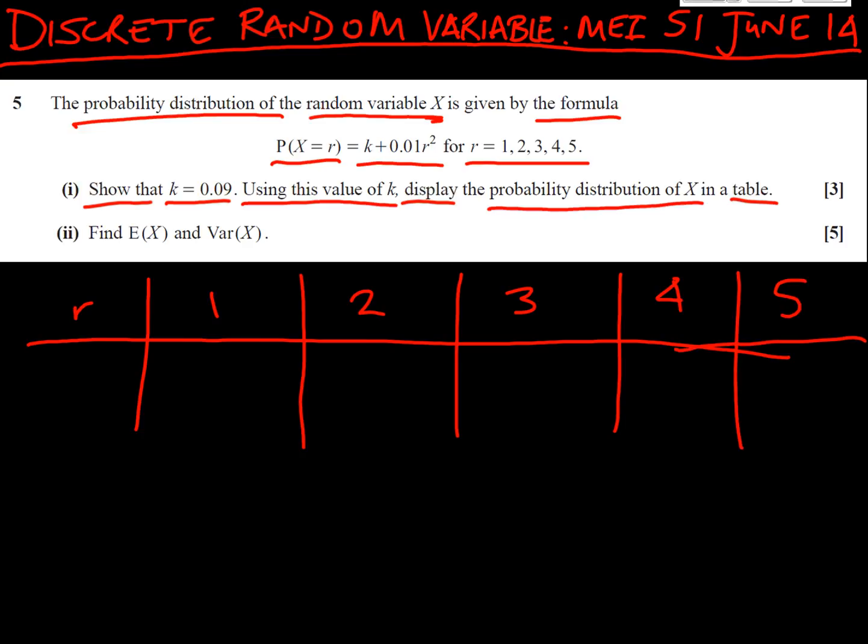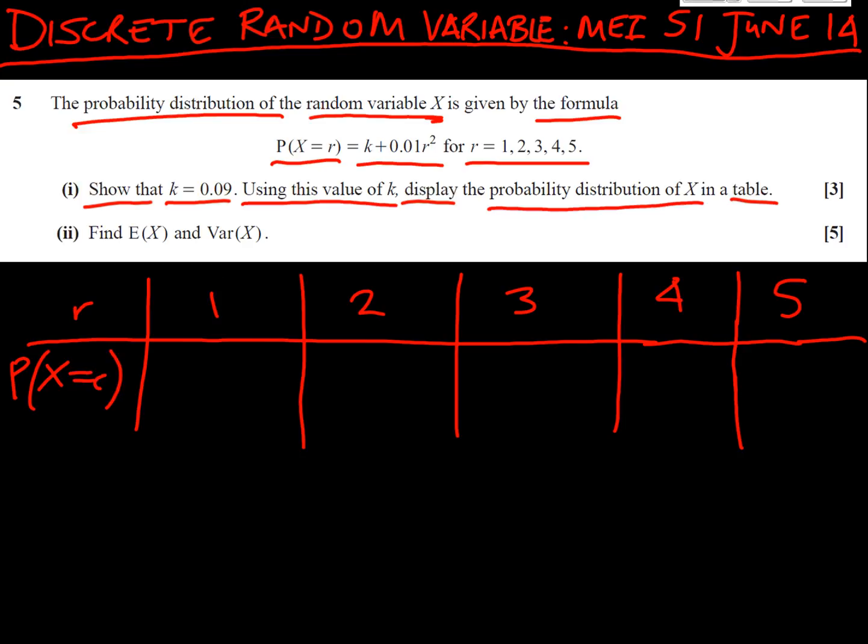Looking at this, it's like having a 5-sided dice, isn't it? There are only 5 valid outcomes here, equivalent to rolling a dice and getting one of those 5 values. Okay, let's work out our probability for each one of those, so the probability that X equals r.